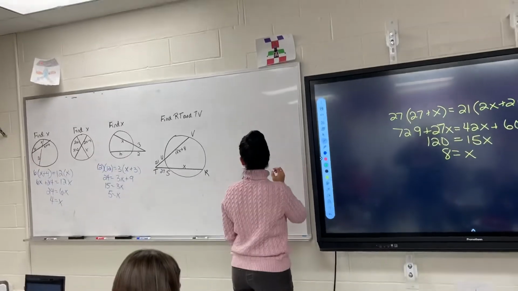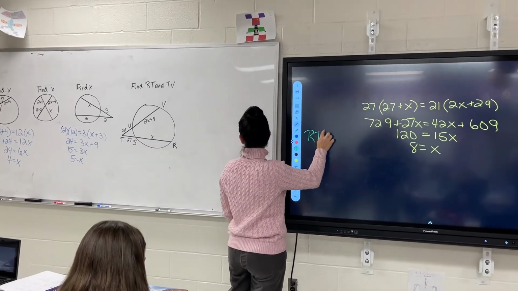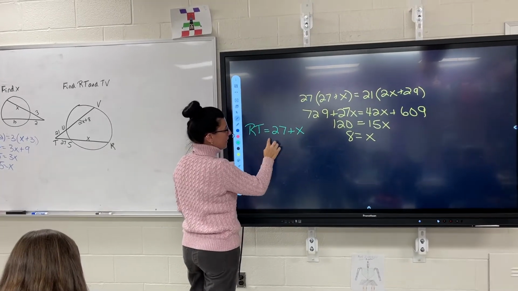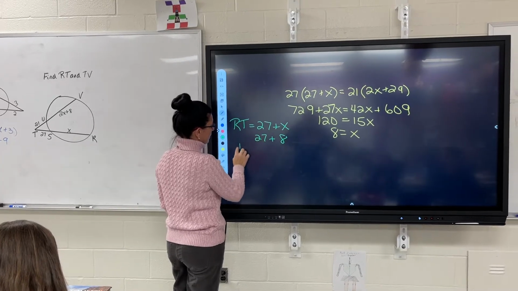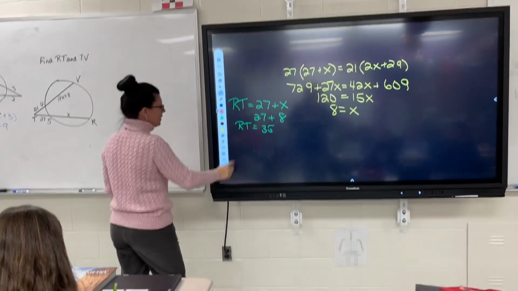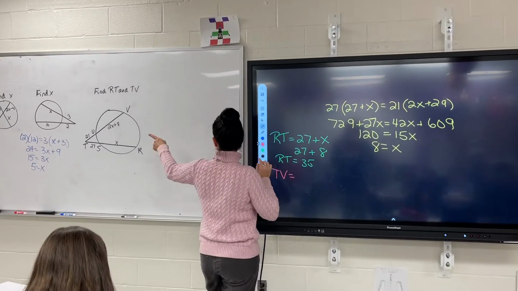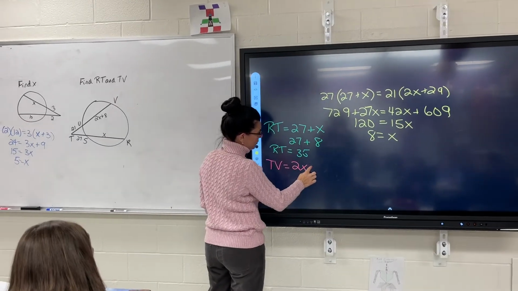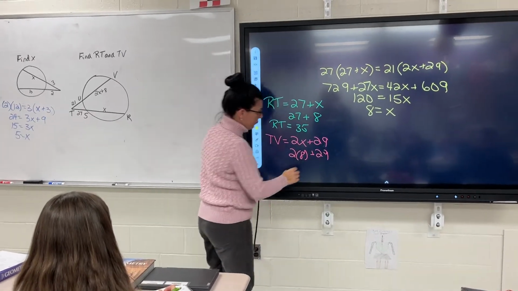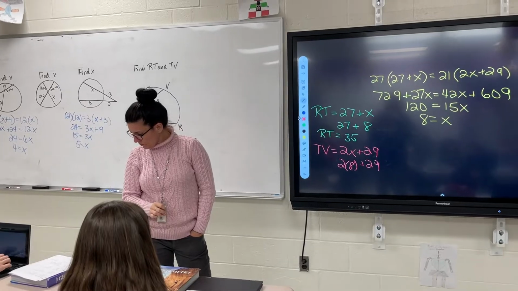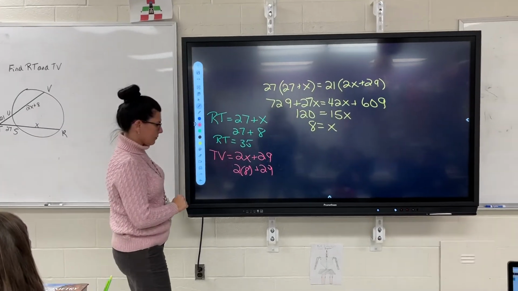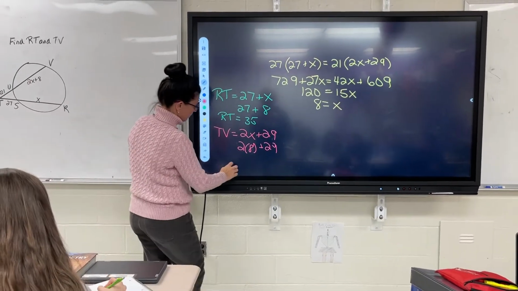We're asked to find what RT and TV is. So RT is made up of 27 plus x. We now know what x is, so what's RT? 35. And we're asked to find TV. TV, we already combined them, and we said that was 2x plus 29. We now know what x is. So what's 2 times 8 plus 29? What's that give me? 45. Yeah, that's right.